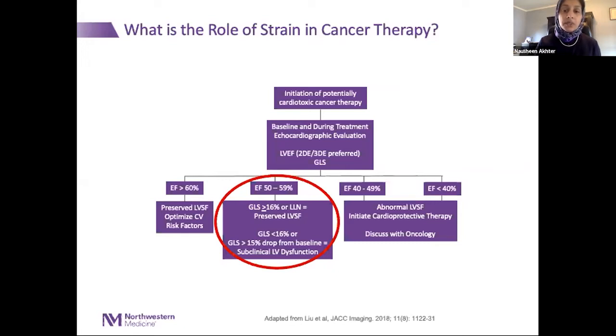What we should do with these patients is use them as a red flag. How do we optimize them better? Are they running into trouble with symptoms? Do they require closer surveillance? Should we be starting cardioprotective therapy at this stage? This actually needs more data, but we do use the strain here as primarily a red flag.